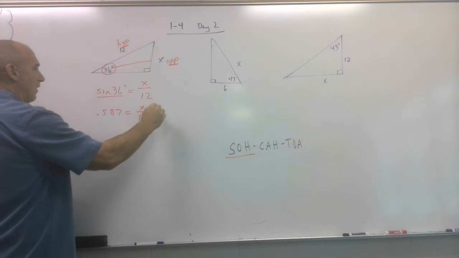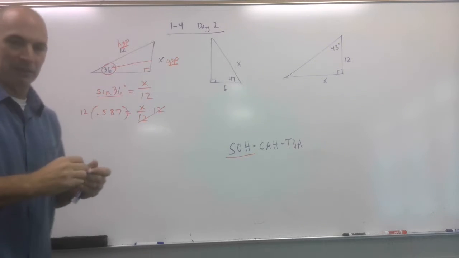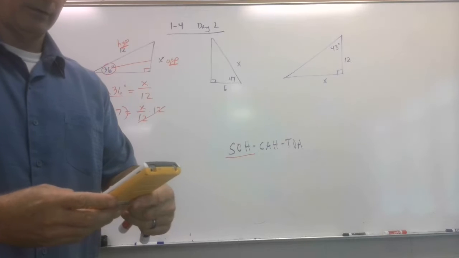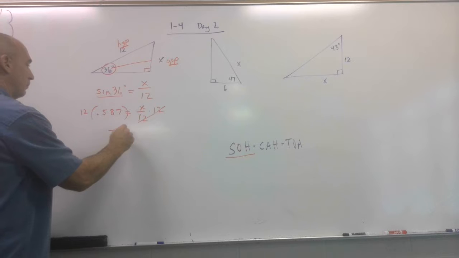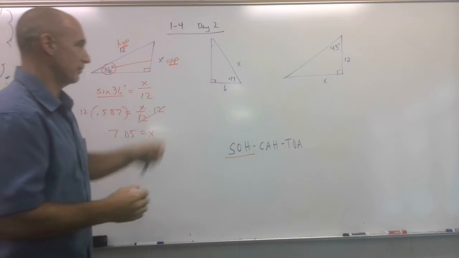Now it's just pure math. Multiply both sides by 12. 12, and let me get the calculator, times 12, 7.05. So 7.05 equals x. Move on to this one.